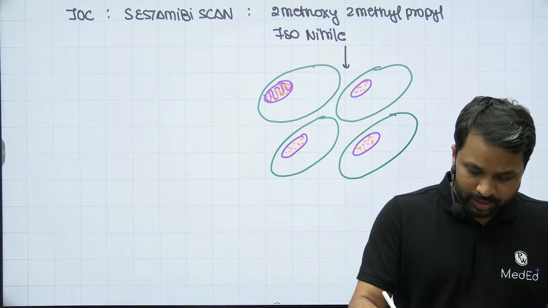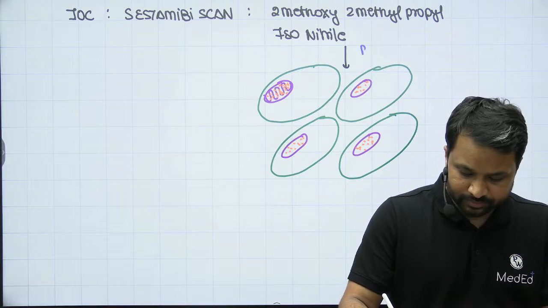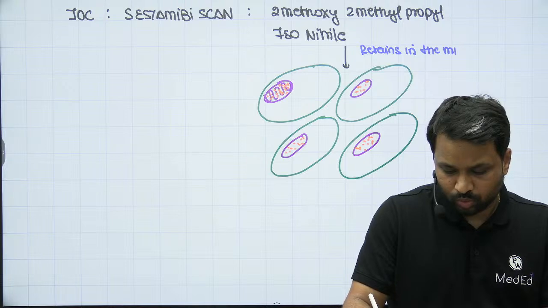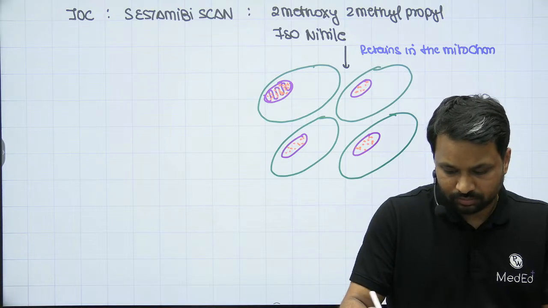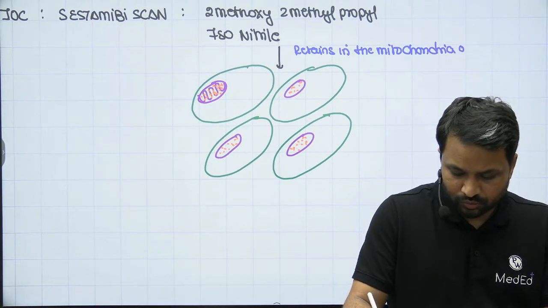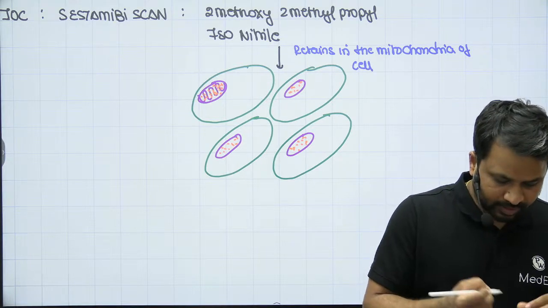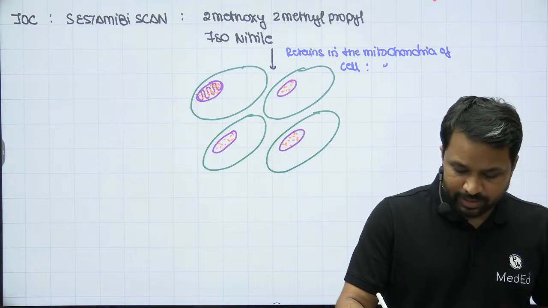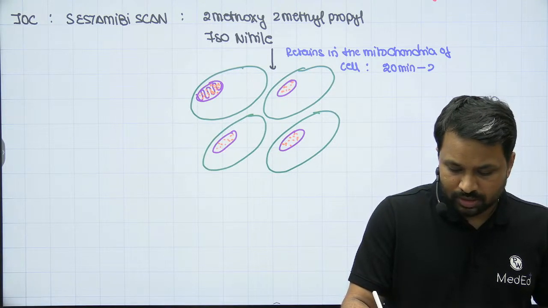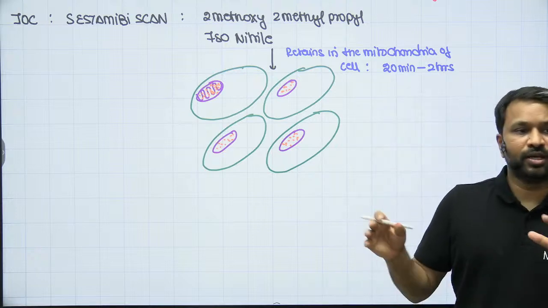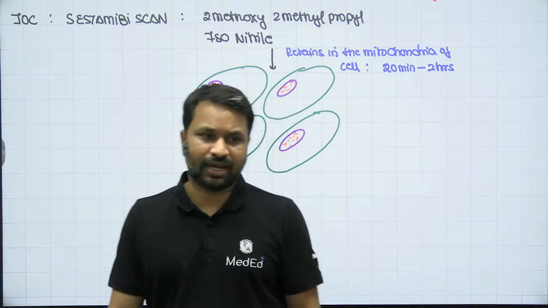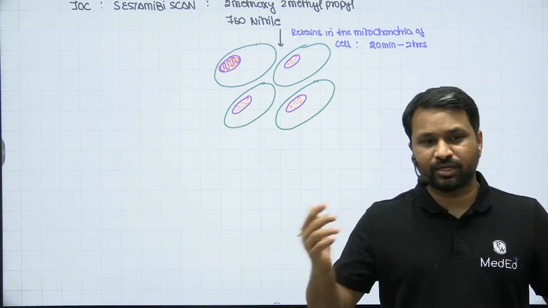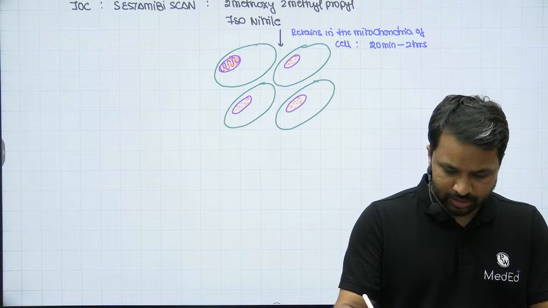So this is on the Sestamibi scan. This compound retains in the mitochondria of the cell, right? And then it gets washed out also, but it is retained for approximately anywhere between 20 minutes to 2 hours. So you have to do it immediately. Once you give this isotope, you have to scan it as early as possible. Now, based upon the pattern in which they are going to get taken up, I can predict the condition here.